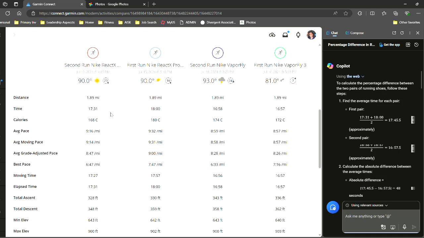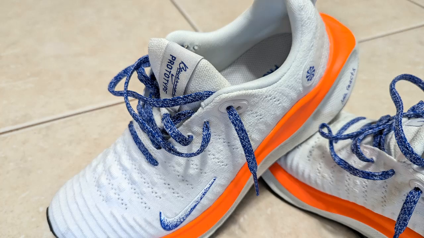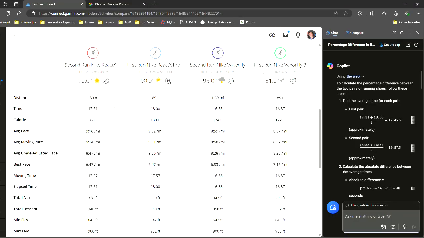So I also got a new pair of daily trainers, the React X. And I alternated the days that I ran in these shoes. I only did 2 days for each. I'd like to have a minimum of 3, so I'll continue this experiment. But what I found is that there was a difference.